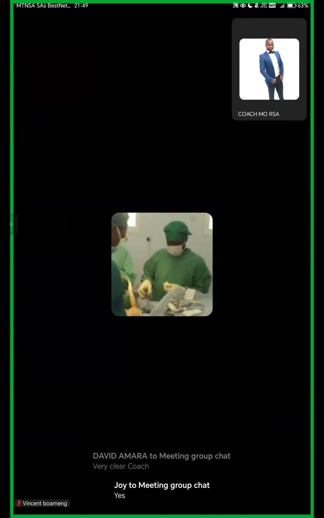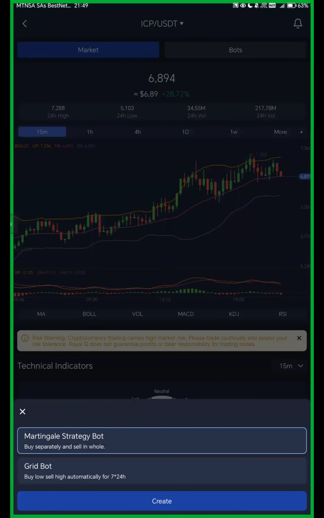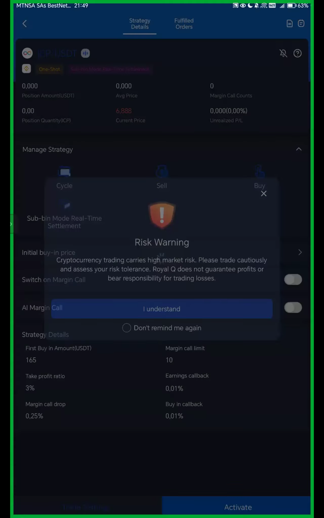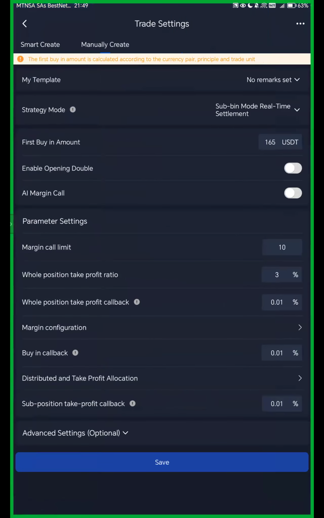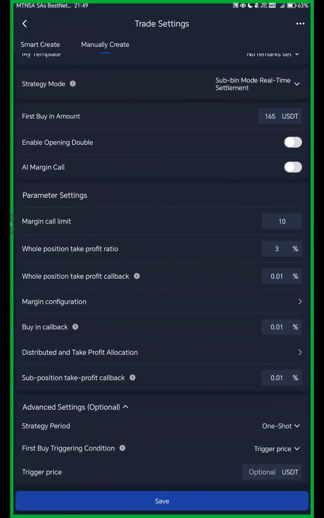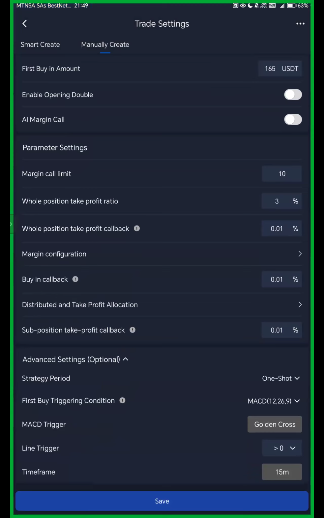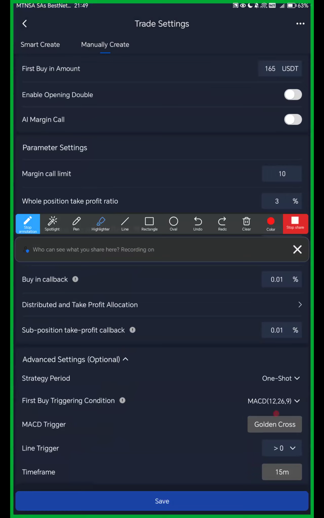Okay, so let's finish it up. So we were here on advanced setting, and we did choose MACD. When we did choose MACD, Royal Q presented us with a golden cross. Here is a golden cross already presented. It means the robot will be monitoring in which time frame? 15 minutes time frame.